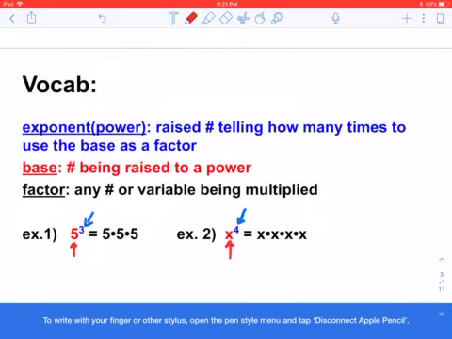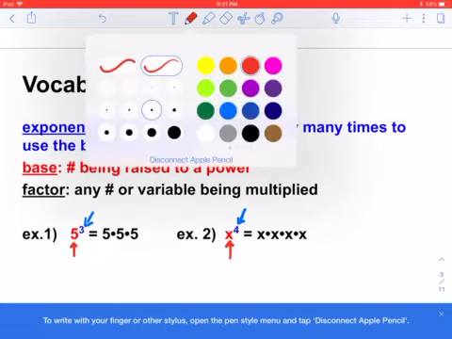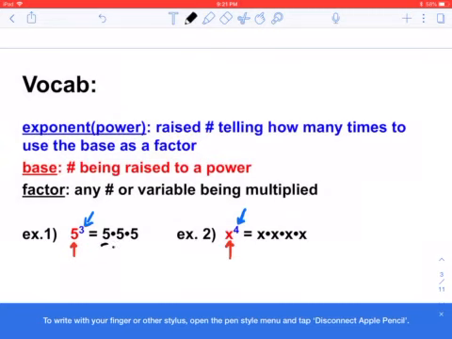So in the first example, your base is 5, your exponent is 3. So that's telling you use 5 as a factor, as something being multiplied 3 different times. So here we have that being multiplied once, twice, 3 times, times itself. And then the same with x to the 4th, we're using x as a factor 1, 2, 3, 4 times. So x times x times x times x.